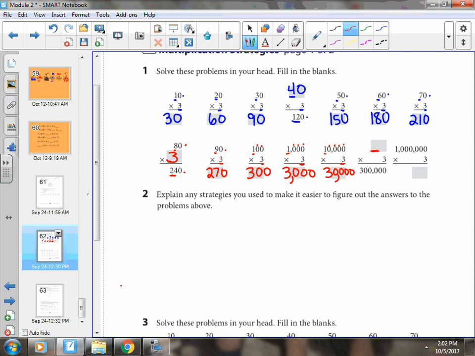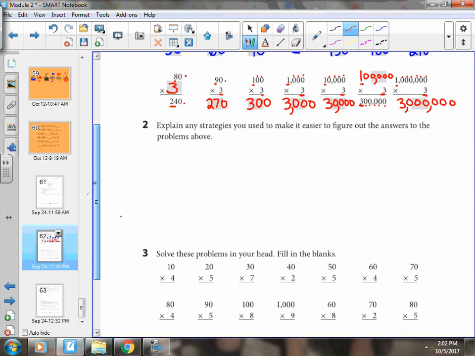What times 3 is 3? Well, 1 times 3 is 3. And I see 1, 2, 3, 4, 5 zeros in the answer, so I'm going to need 5 zeros in my problem. Let me just make sure that that works. 1 times 3 is 3. 1, 2, 3, 4, 5 zeros in the problem, 5 zeros in the answer. Good. 1 times 3 is 3. 6 zeros in the problem, 6 zeros in the answer.